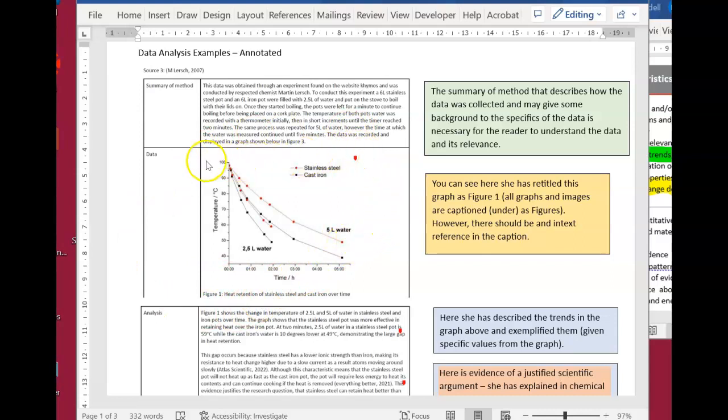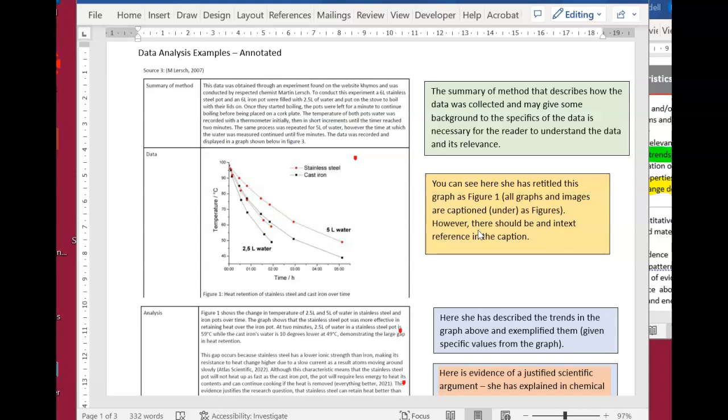Now, this student has just snipped the original graph from the source. They haven't regraphed the data themselves, but they have renamed it Figure 1 and given it a caption. It's important that you know that all graphs and images in assignments need to be captioned, which means underneath the figure, and they're called figures.